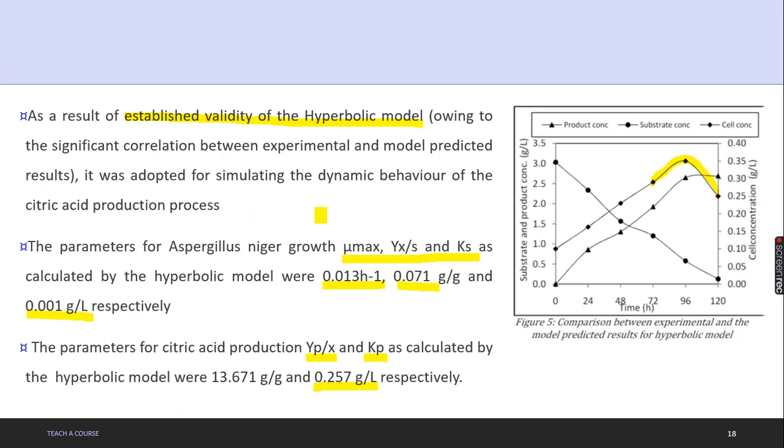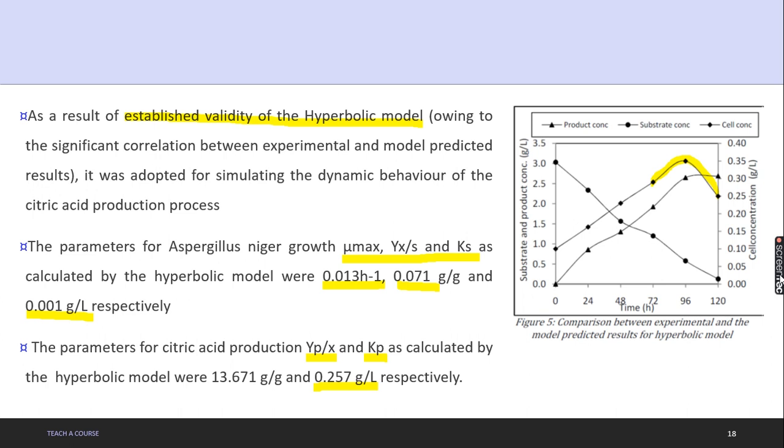So I hope you understand these three different expressions for biomass growth, product formation and substrate consumption. Now you all know how to model this kind of scenario in dynamic bioprocess systems.